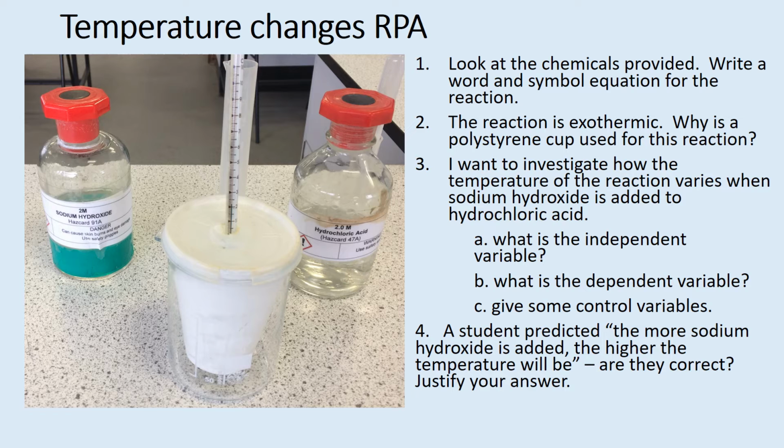So the first one is, looking at the chemicals provided, write a word and symbol equation. So hopefully you can see that we've got some hydrochloric acid and we've got some sodium hydroxide. So you've got your two reactants there. Now you should know that obviously hydrochloric acid is an acid. You should know that if it's a hydroxide, it's an alkali, and you should know that acid plus an alkali makes a salt and water. So you then have to think about what salt you get from hydrochloric acid, and you might remember that gives you a chloride. So therefore your products would be sodium chloride and water. So you should be able to write the word equation for that.